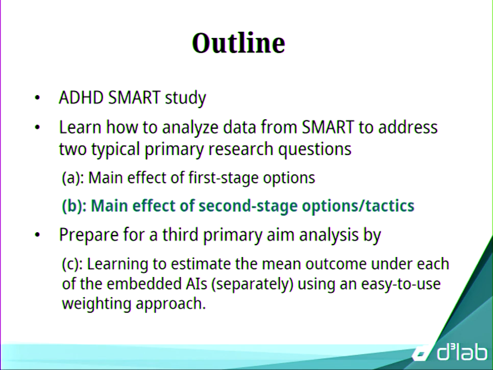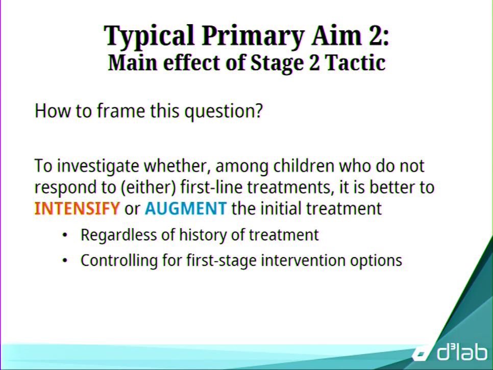Okay. So let's talk about the second type of primary aim, to compare second stage treatments among non-responders. And this is a way to frame the scientific question. Your goal is to investigate whether, among children who do not respond to either medication or BMOD, it is better to intensify or augment the initial treatment, regardless of the history of treatment, controlling for first stage intervention options by design.